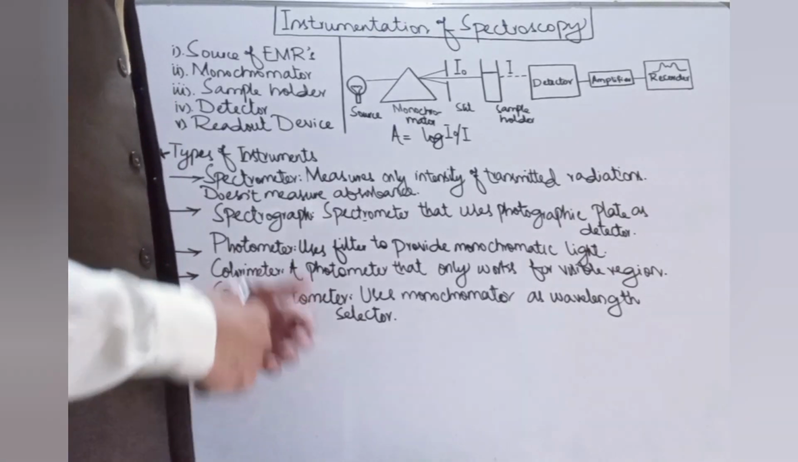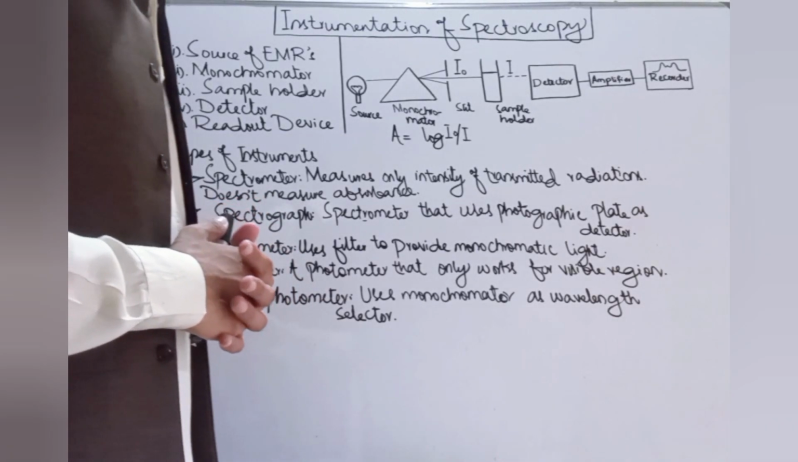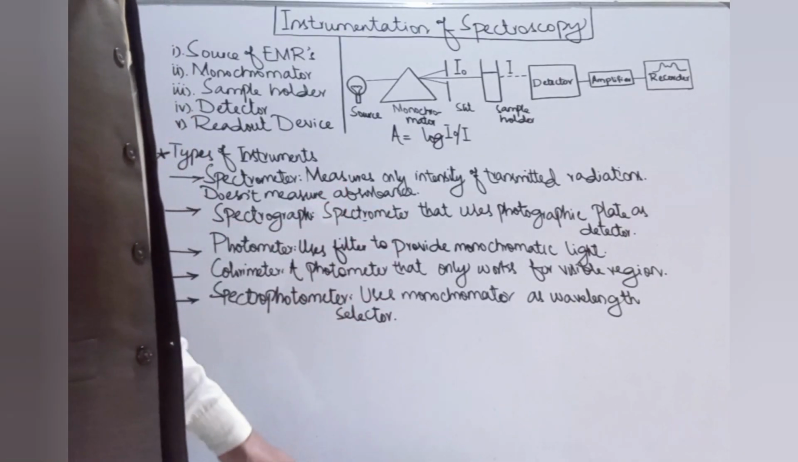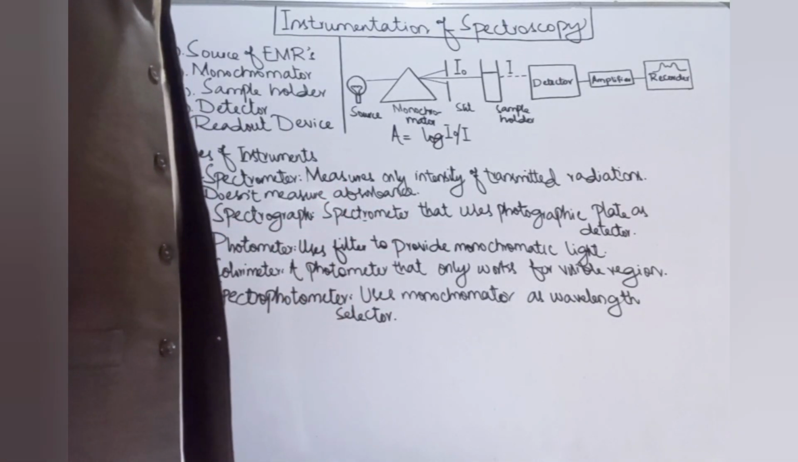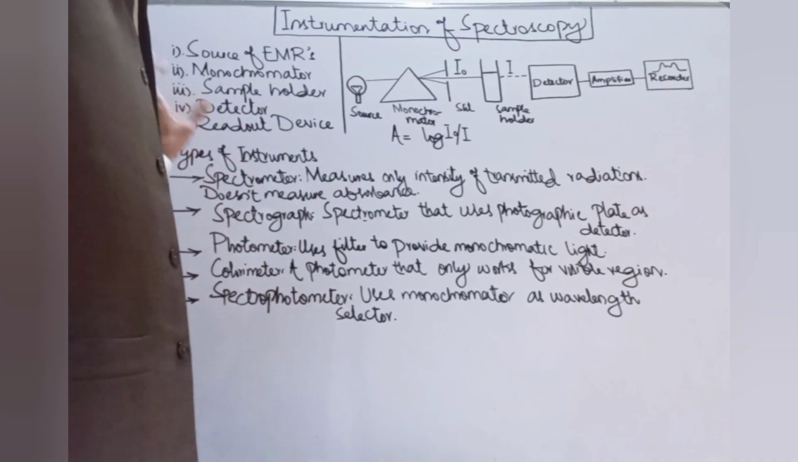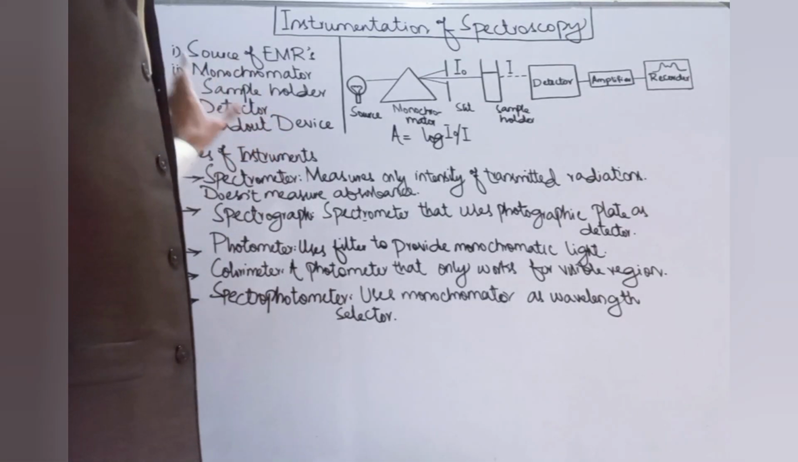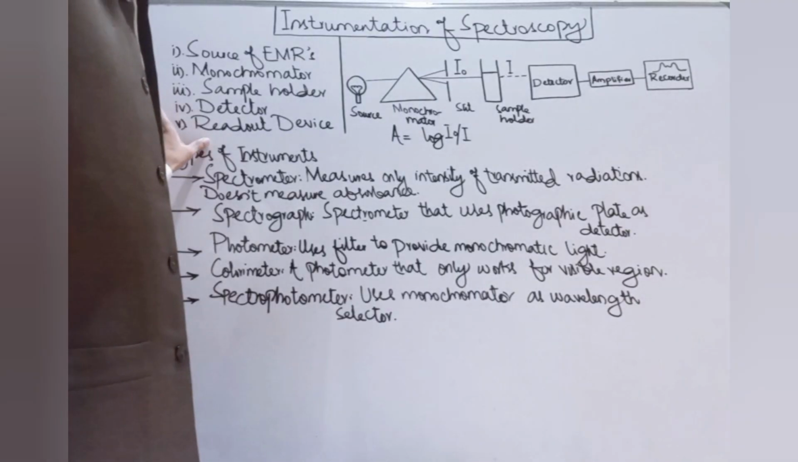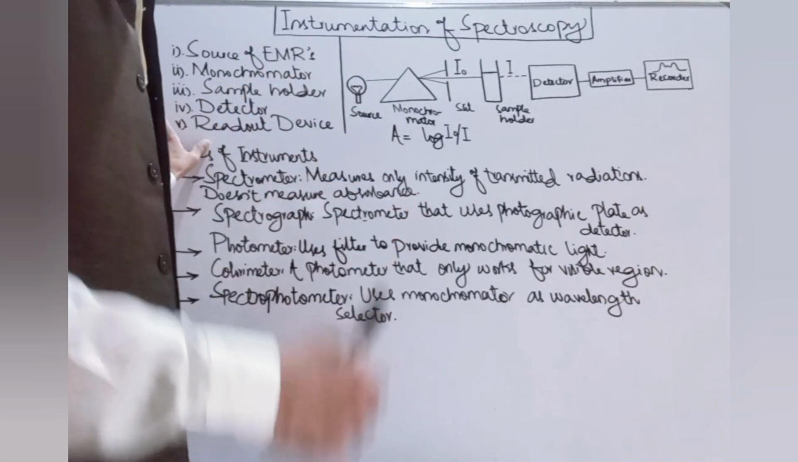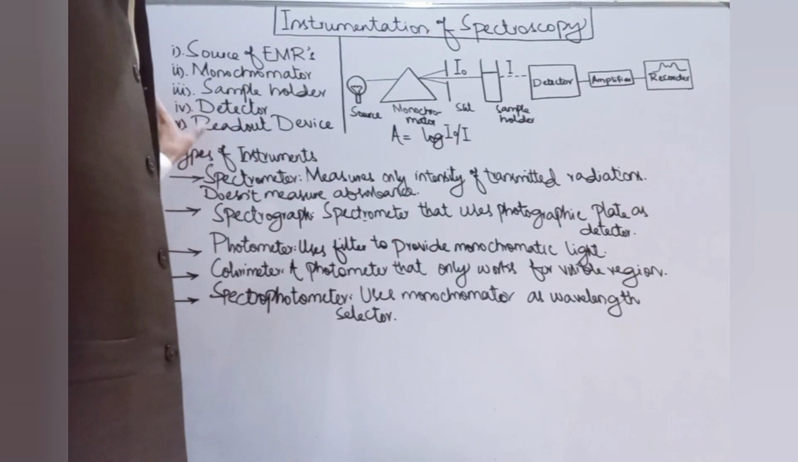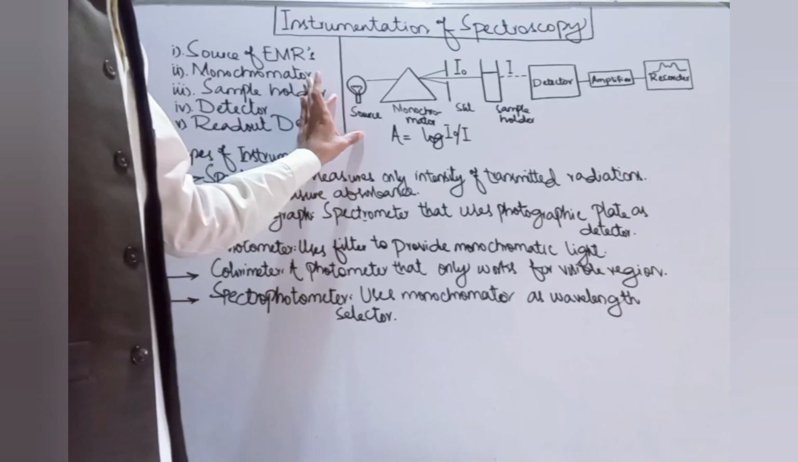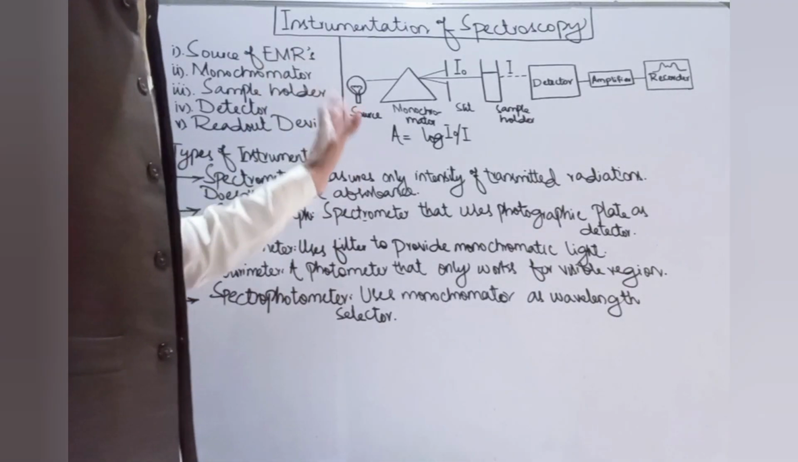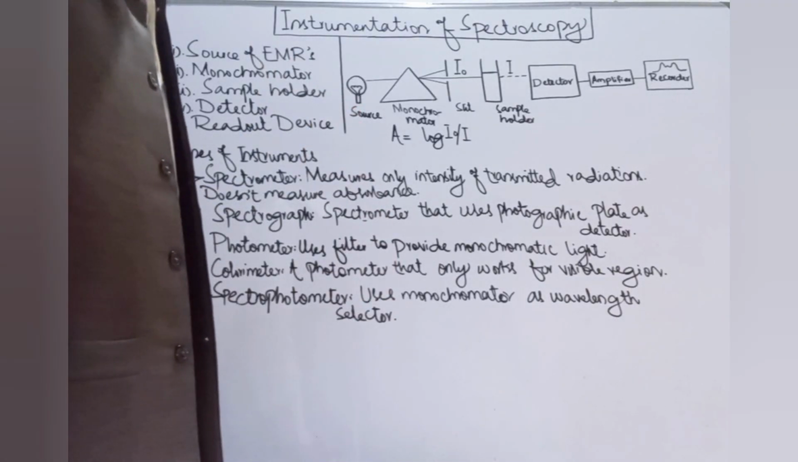You are watching Study with Sheraz, and in today's lecture we are going to talk about the instrumentation of spectroscopy. If we talk about the instrumentation, 5 common parts of the instrumentation of spectroscopy are recognized, and these components are found in each and every type of spectroscopy. Here is a schematic diagram which is showing the important components of instrumentation of spectroscopy.